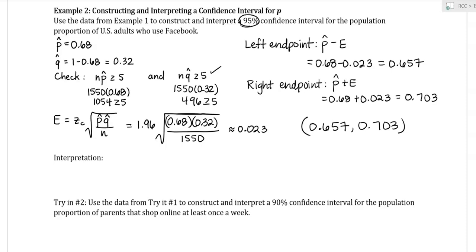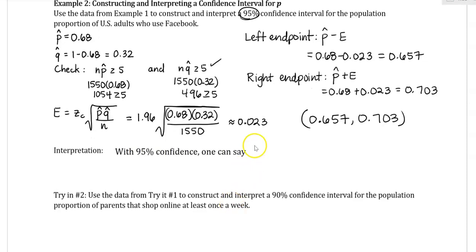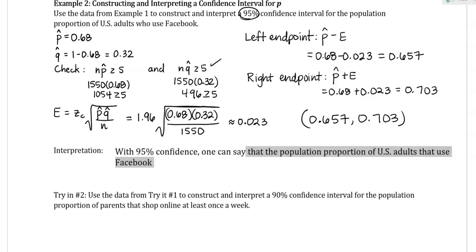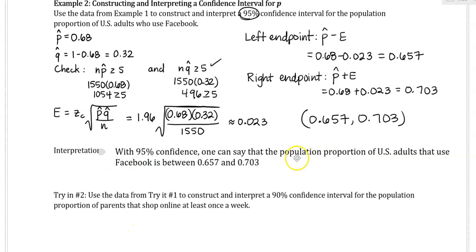And now let us give an interpretation of that confidence interval. The interpretation is, of course, going to start off with 95% confidence because that was the level of confidence we were working with in this problem. So what can one say? We're talking about the population proportion of U.S. adults who use Facebook. We do have to make sure that we have that word population in there. So we can say that that population proportion is between our left endpoint and our right endpoint. That is our interpretation for this confidence interval.